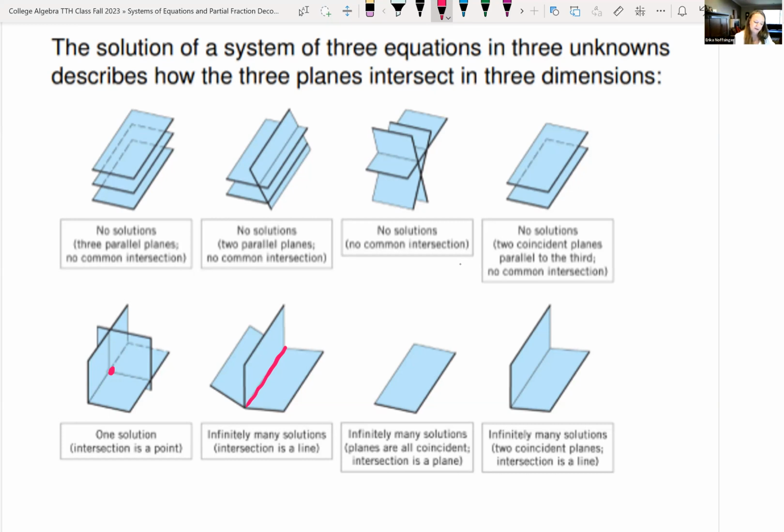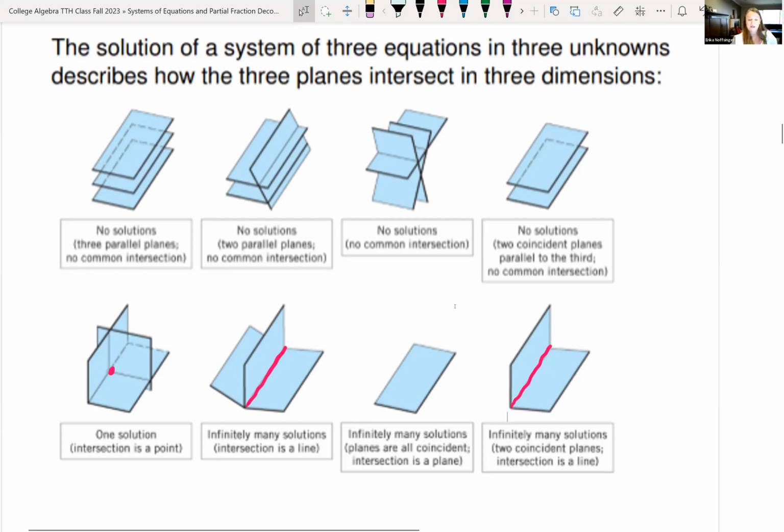Or you might have those 3 planes that are lying on top of each other. So any points on the plane would be a solution. And again, here's another example where you have an infinite number of solutions, 2 coincident planes, and an intersection that is a line.